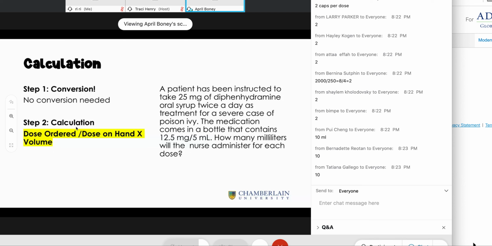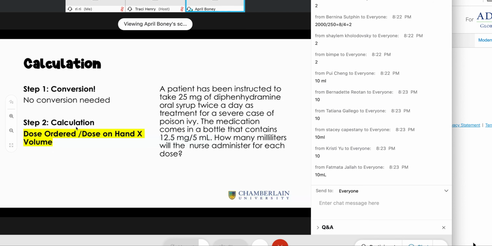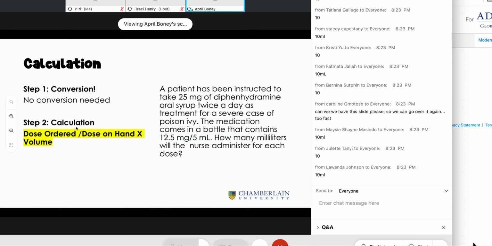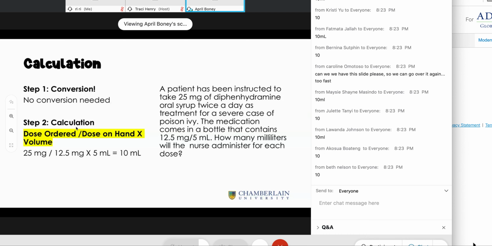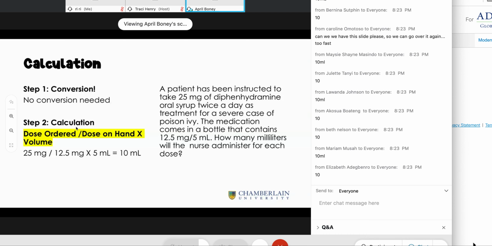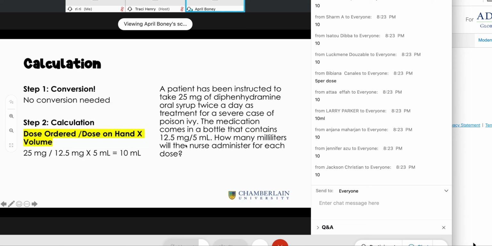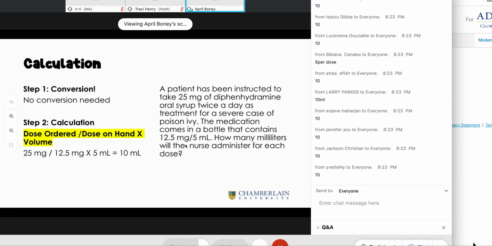Okay, so first and foremost, we don't need any conversions because our prescription is in milligrams and our available is in milligrams. So the way we're going to work this calculation is we're going to do 25 milligrams divided by 12.5 milligrams, but now we have to multiply times the volume. And this is where that's coming from. 12.5 milligrams in every 5 milliliters. So this little slash that you see does not mean divided by. It means that every 5 milliliters of this medication has 12.5 milligrams. So dose ordered divided by dose on hand times volume.